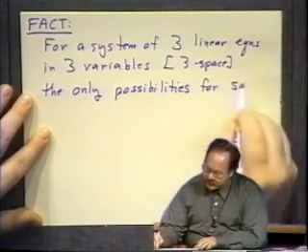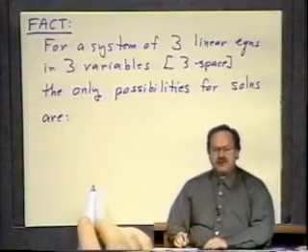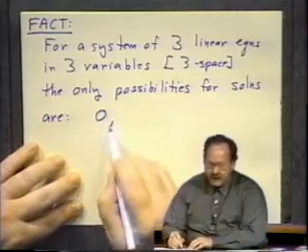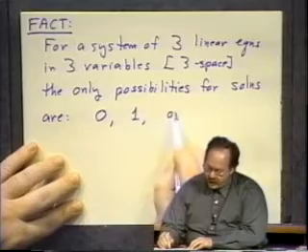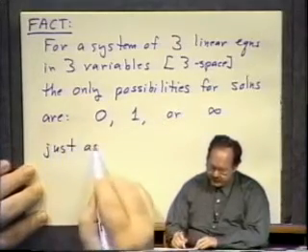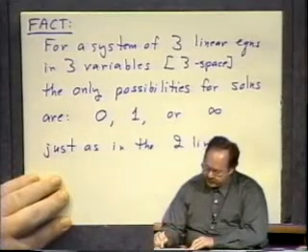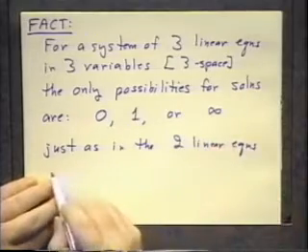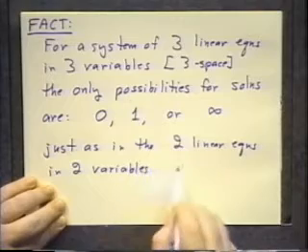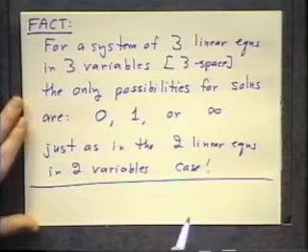for solutions are, just like in the case of 2 linear equations and 2 unknowns, you either get none, you get 1, or you get infinitely many. Just as in the two linear equations in two variables case. Now that is going to make our life much, much easier.